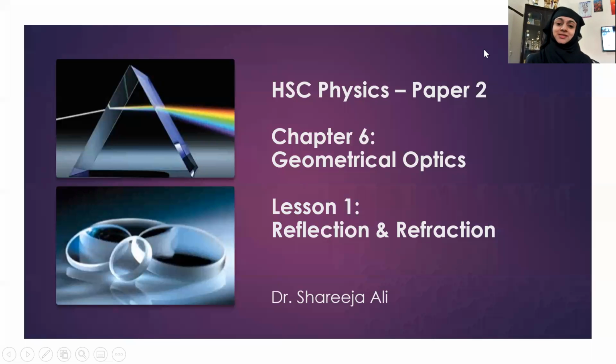Good morning, students. Today we will start a new chapter, Chapter 6, Geometrical Optics. What is meant by optics? That is the branch of physics that deals with light. And what is geometrical optics? That is the branch of optics where light is considered as a ray. Light travels in the form of a ray in a straight line through a homogeneous medium.